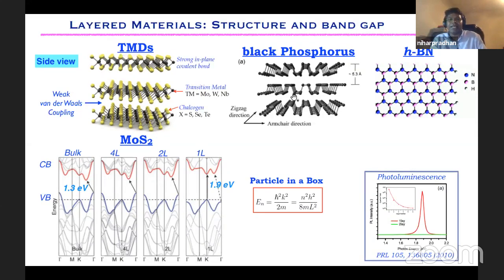If you look at black phosphorus, another 2-dimensional material, it looks like this in a zigzag structure. There are many other materials, but one of them is hexagonal boron nitride. You can see this is analogous to the graphene structure, a hexagonal pattern of boron and nitrogen. So how are these materials, particularly semiconducting layered materials, so interesting? One of the interesting features is the tunable band gap as a function of number of layers. For example, if we take MoS2 and look at the bulk MoS2 band structure, you can see that the band gap is 1.3 electron volt.